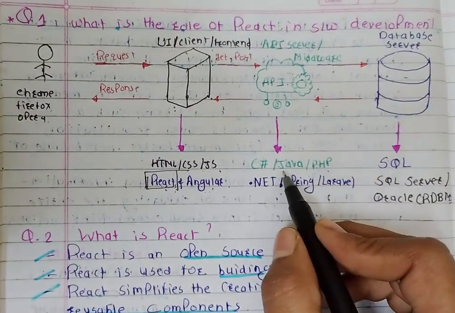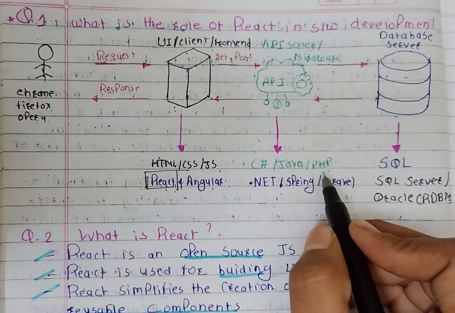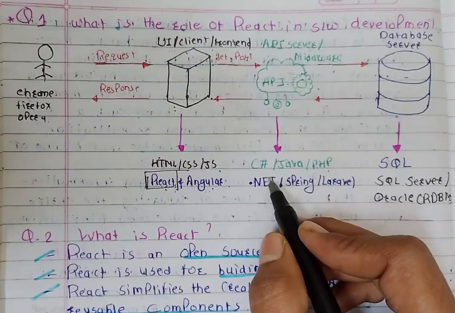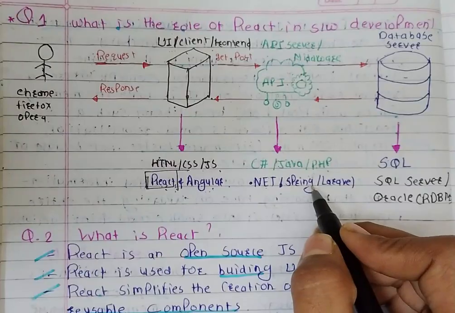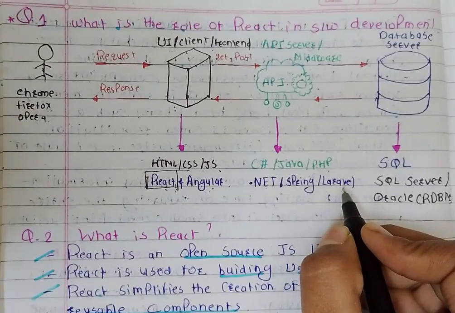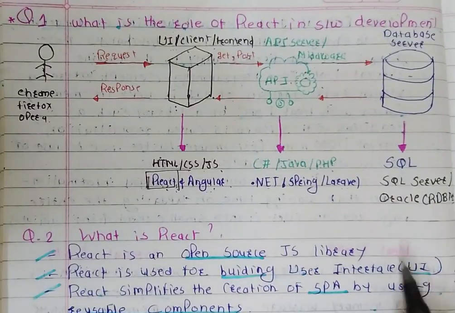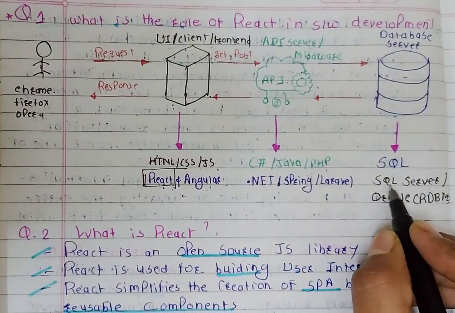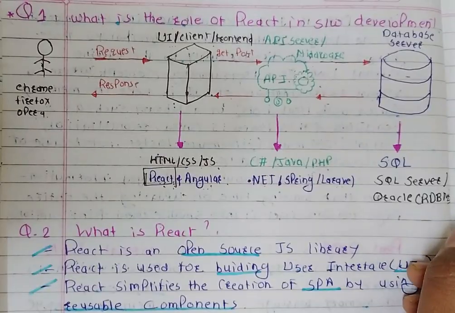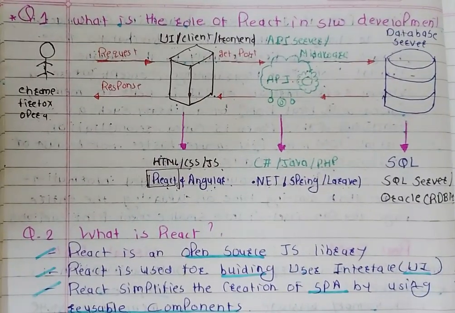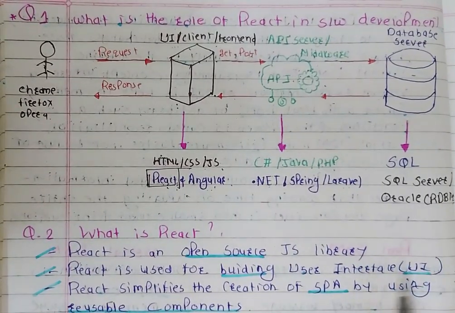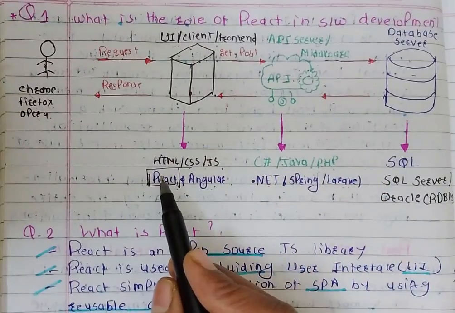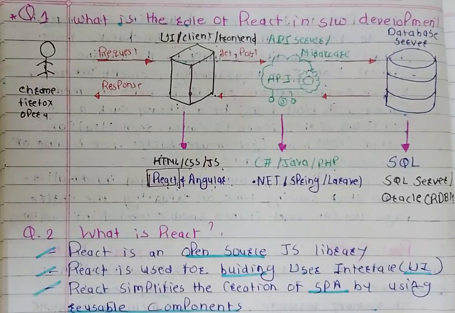Then for the backend, languages like C# and PHP are used, and there are frameworks like .NET for C#, Spring Boot for Java, and Laravel for PHP. And there are different databases like SQL Server, Oracle, MongoDB, Postgres, and so many more. So this is how React works. Then we will go with the simple definitions.